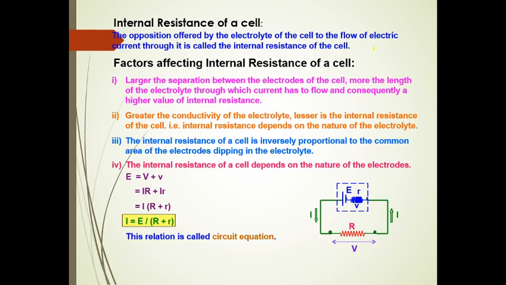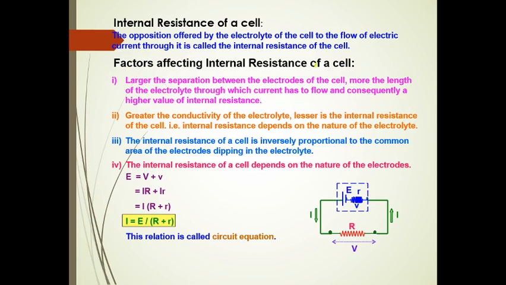Actually, internal resistance depends on the electrode, electrolyte, and area of the plate, and these are the factors affecting the internal resistance of the cell. Internal resistance means the resistance offered by the cell due to the electrode and electrolyte. This is known as the internal resistance.